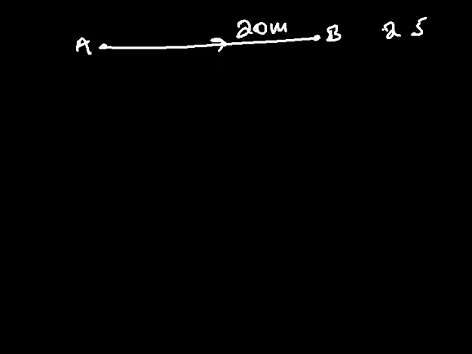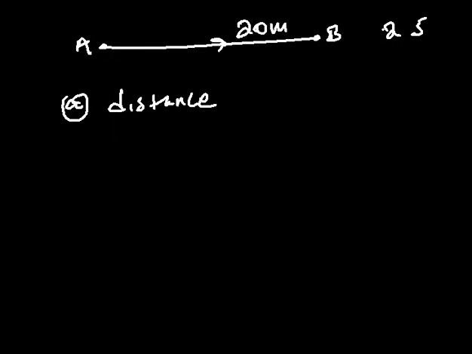Let's say an object has moved from a point A and traveled all the way around to point B. The two points are about 20 meters apart, and let's say it has traveled in 2 seconds. So what can you say about the distance?